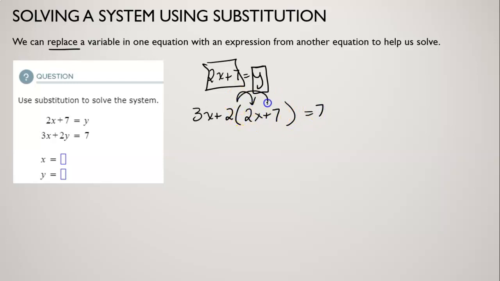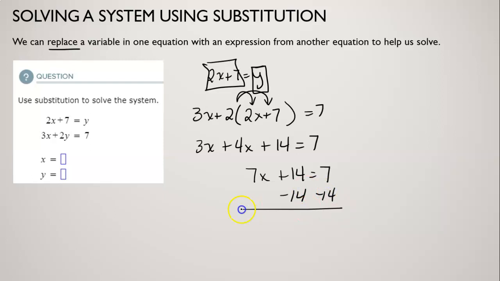So I distribute. So we have 3x plus 4x plus 14 equals 7. 3x plus 4x is 7x, plus 14 is equal to 7. We're going to subtract 14 from each side. So 7x equals negative 7. Divide both sides by 7, and so x equals negative 1.